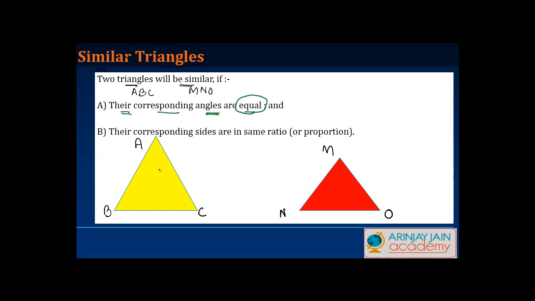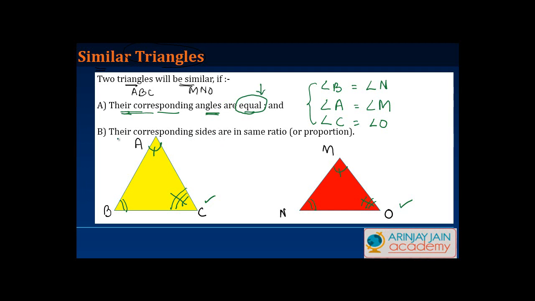Now, what do you mean by corresponding angle? If you look at these two triangles, triangle ABC and triangle MNO, then angle B corresponds to angle N. In other words, angle B should be equal to angle N. Angle A corresponds to angle M, so angle A should be equal to angle M. And angle C corresponds to angle O, therefore angle C should be equal to angle O. So the first condition is that all the corresponding angles should be equal, not lesser, not more, equal.